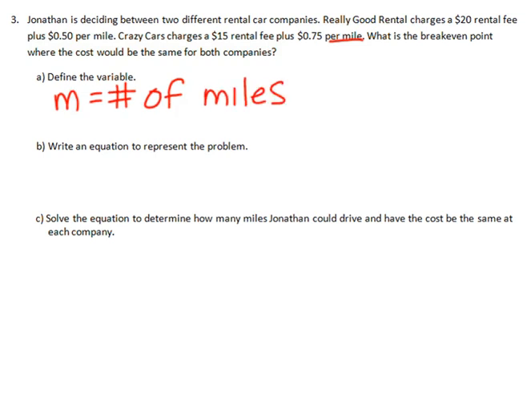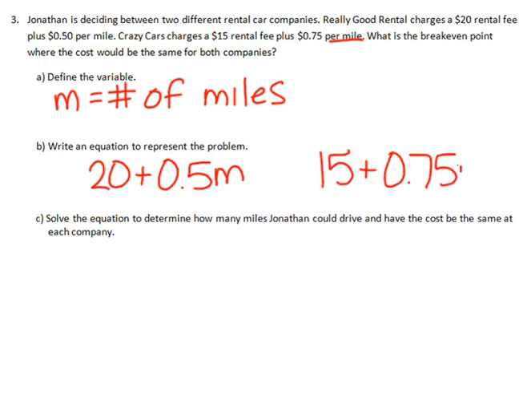And now that I've got that set up, I can do an expression for each company. So the first company is $20 plus 50 cents per mile. And the second company is $15 plus 75 cents per mile. And to find the break-even point, I'm just going to put an equal sign in between, and that'll be my equation. Then for part C, we're going to show how to solve that.